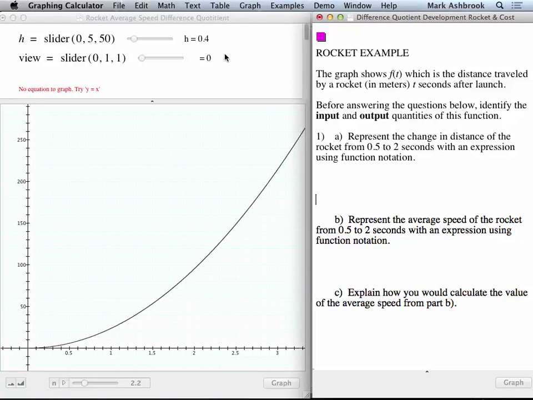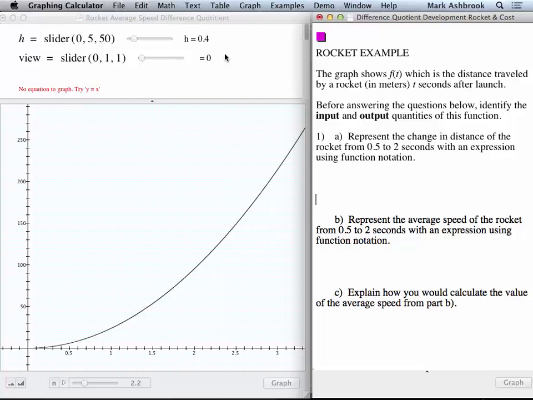So this graph shows f of t, which is the distance traveled by a rocket in meters, t seconds after launch. Okay, so you're going to start by, first question is, make sure you know what the input quantity is and what the output quantity is of f, of the function f. And then once you got that, then you can start with these questions.